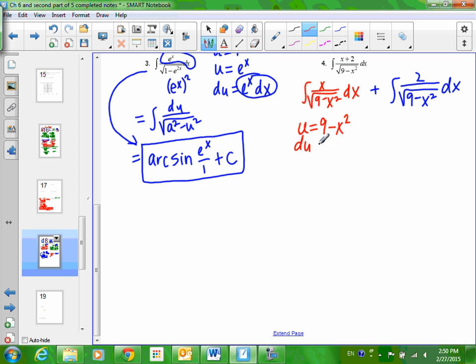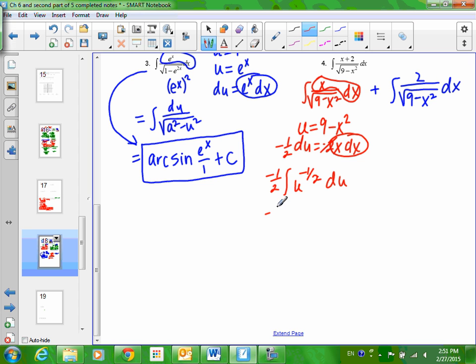So then du would be negative 2x dx. We divide over that negative 2, and so the negative 1/2 would go in front. And if you notice, this x dx is right here. That's why this works out. And so what is the power on u if it's in the denominator and under a radical? Both. Negative 1/2. Negative because of the denominator, 1/2 because of the square root. So negative 1/2.